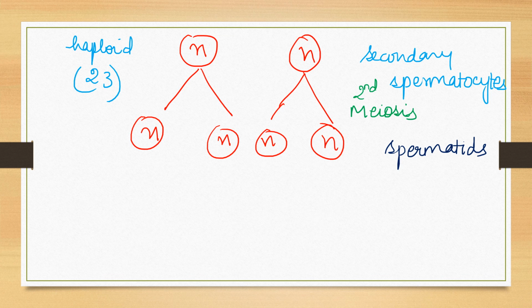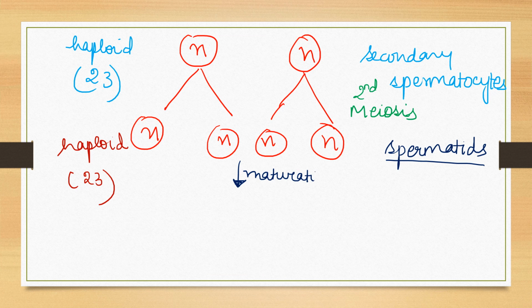So now these are spermatids, and these spermatids are again haploid and they have 23 chromosomes in them. ये haploid होते हैं. यहाँ पे सेकेंड मियोसिस होने के बाद they are haploid and they are called spermatids. Now what happens is, ये जो हमारे पास spermatids होते हैं, they mature. These spermatids undergo the process of maturation to form spermatozoa.